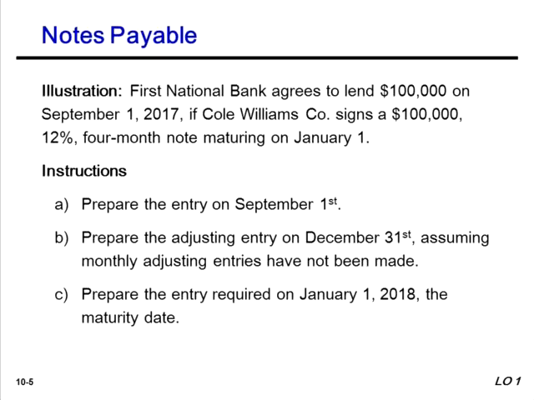So there are 3 entries that they're asking for. First one, prepare the entry on September 1st. Second one, prepare the adjusting entry on December 31st, assuming monthly adjustments have not been made, and prepare the entry required on January 1st, 2018, which is the maturity date. And the next slide will have those entries.